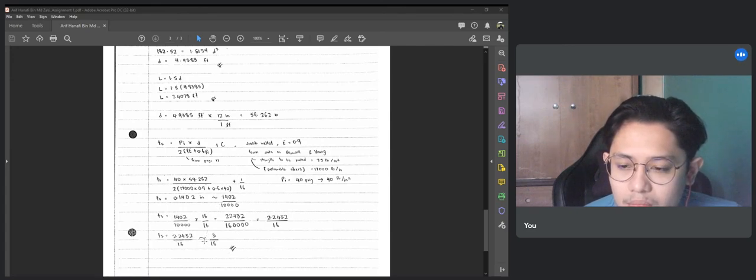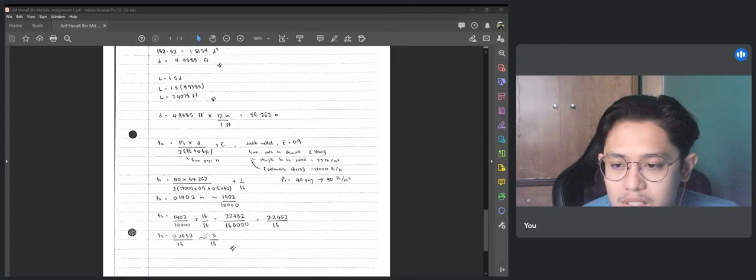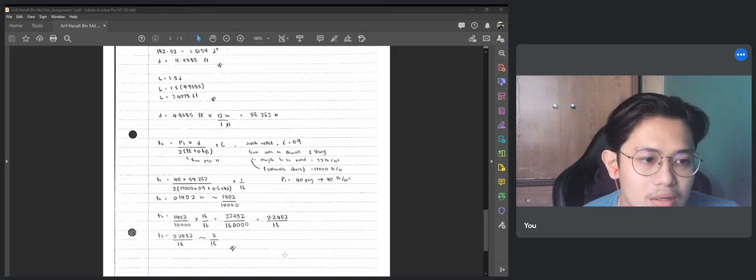The 2.2432 is approximately 3. So the ts will be 3/16.